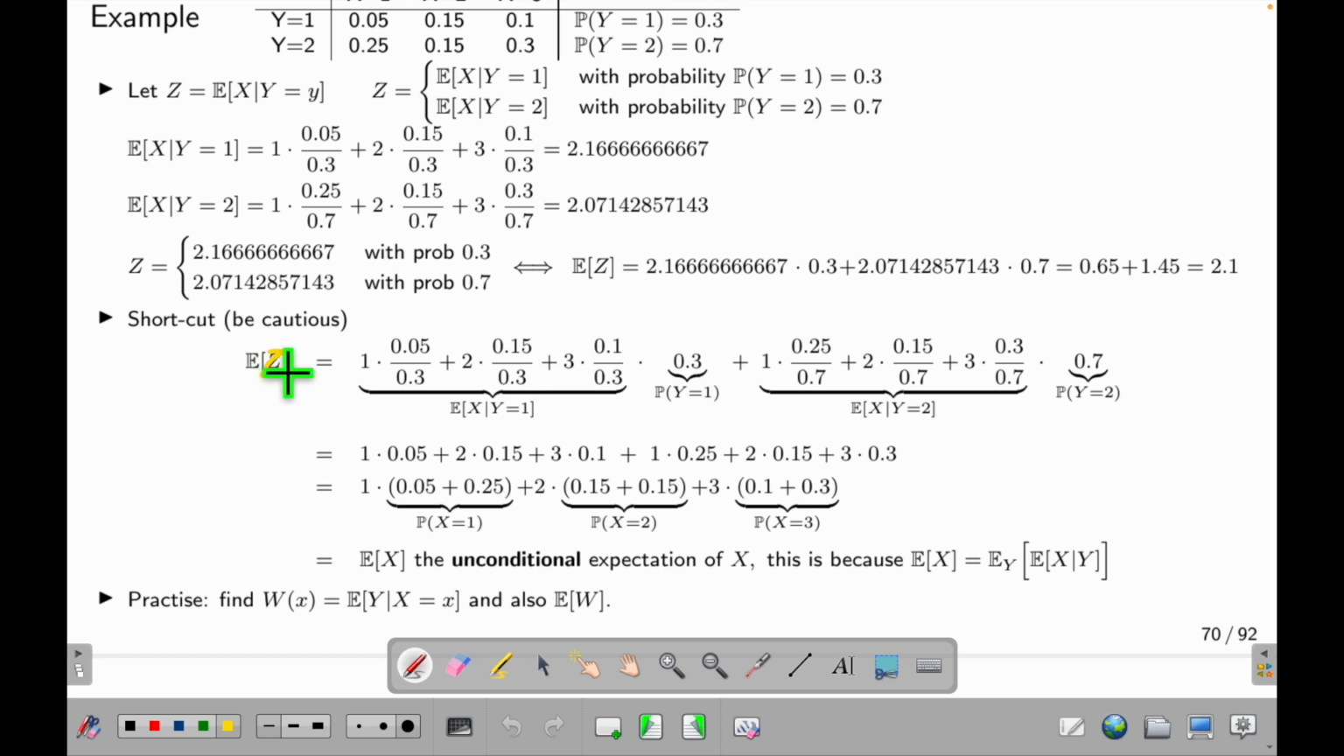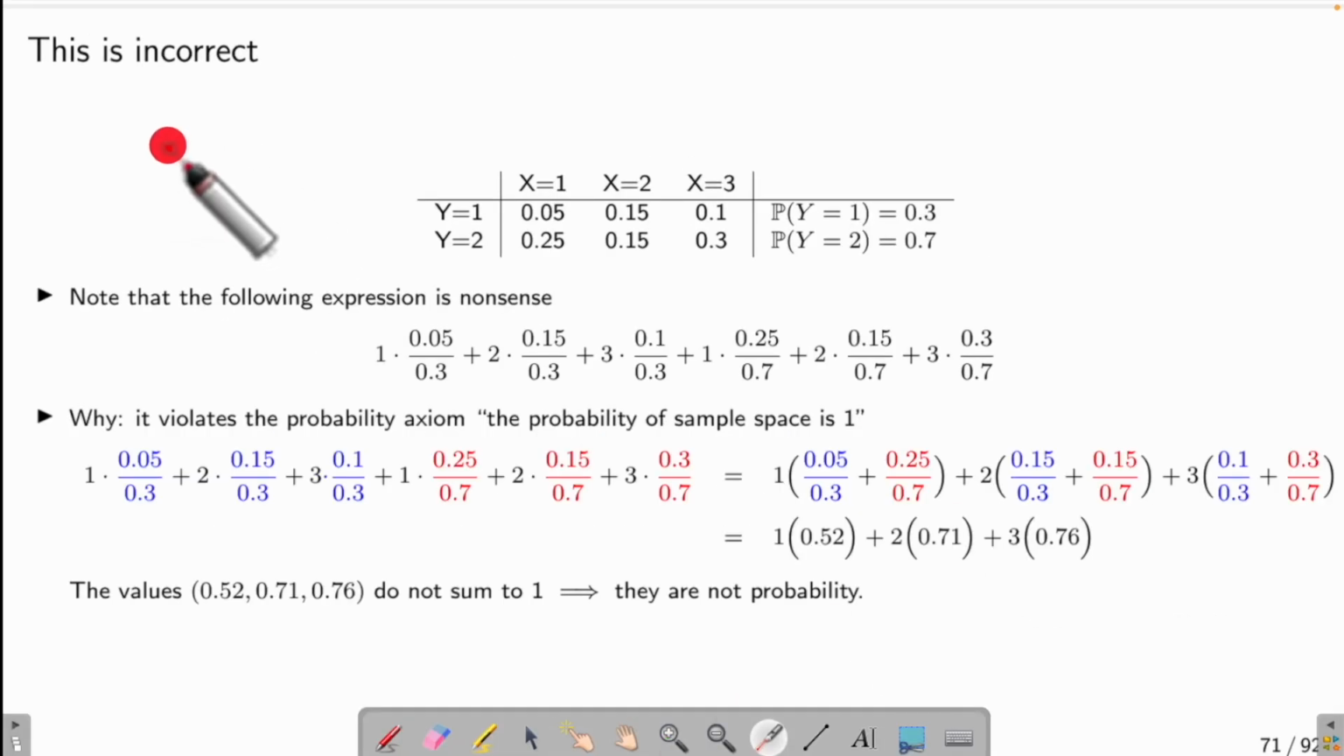Because EZ, this guy, is this yellow part. And we are taking the expected value of the yellow part on y, okay? On y. This will give us EX. Actually, this is called the law of total expected value. And important, this is incorrect.